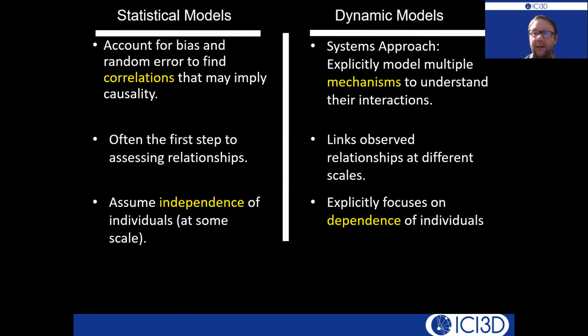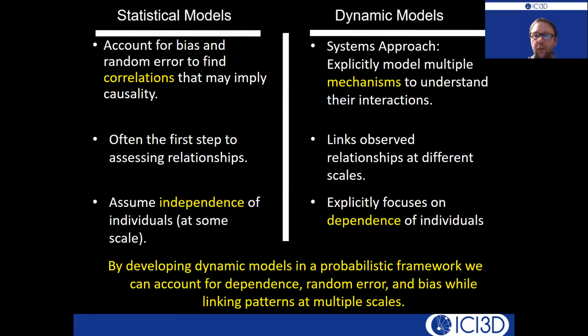Dynamic models, there are dependencies built in, right? The probability that I get sick is not independent of your health status, right? It very much depends on how many infected people there are. So there is a dependence linked in. And what we do with dynamic models is we can take some of those things from statistics and link them. We can account for bias, we can account for random error, but we can also account for the dependence and linking things at multiple scales.